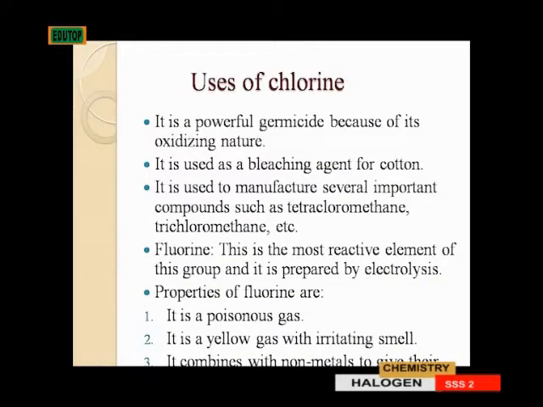Uses of chlorine: 1. It is a powerful germicide because of its oxidizing nature. 2. It is used as a bleaching agent for cotton. 3. It is used to manufacture several important compounds such as tetrachloromethane, trichloromethane, etc. Fluorine is the most reactive of the halogens, and it is prepared by electrolysis. Remember that fluorine and chlorine are gases, while bromine is liquid and iodine is solid.